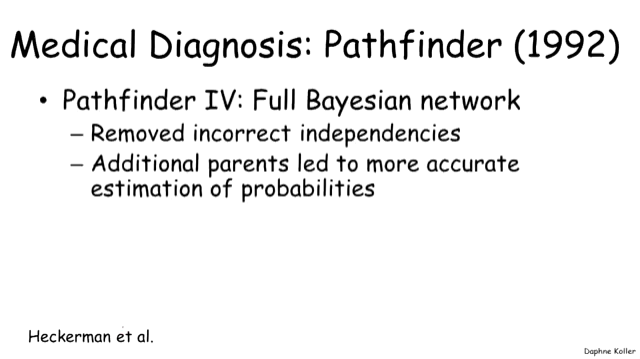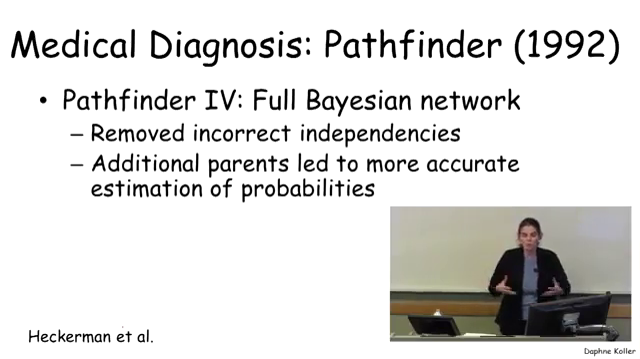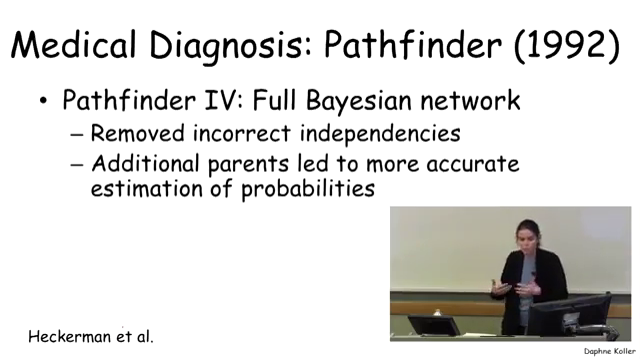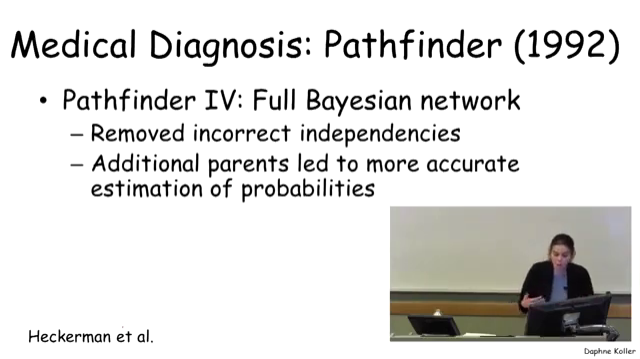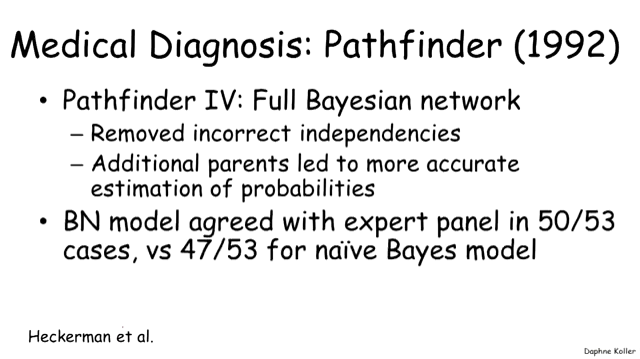And then finally, Pathfinder 4 was the full Bayesian network in all of its full glory. It no longer made incorrect assumptions about independencies between different, say, symptoms given a disease. And that both allowed them to make the model more correct, and also, as an unexpected side effect, by allowing, say, a symptom variable to have more parents than just a single disease variable, it actually gave rise to considerably more accurate estimation of the probabilities, because the doctor could think about different cases and didn't have to average them all out in his head.